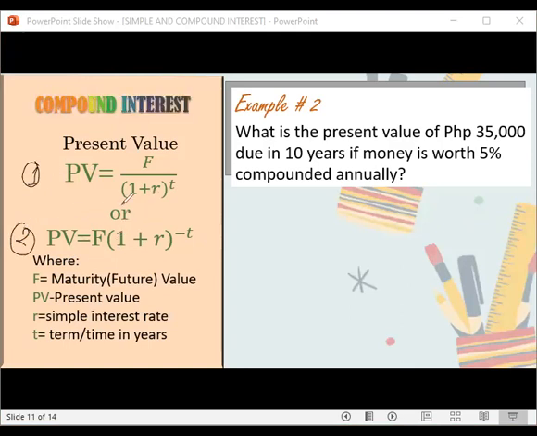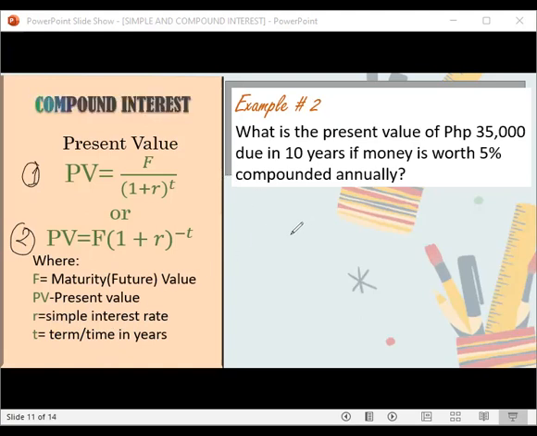So, present value is equal to the future value over 1 plus rate raised to time. Or pwede rin naman na present value is equal to the future value times 1 plus rate raised to -1. Where F is the future value, PV is the present value, R is the rate, and T is the time.